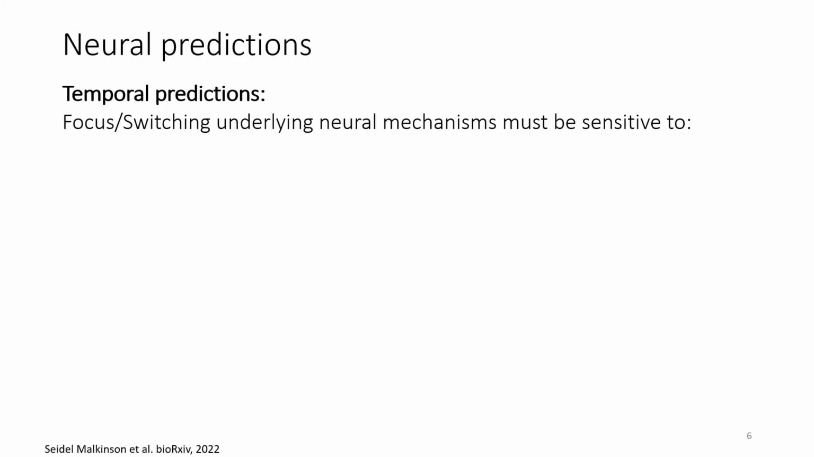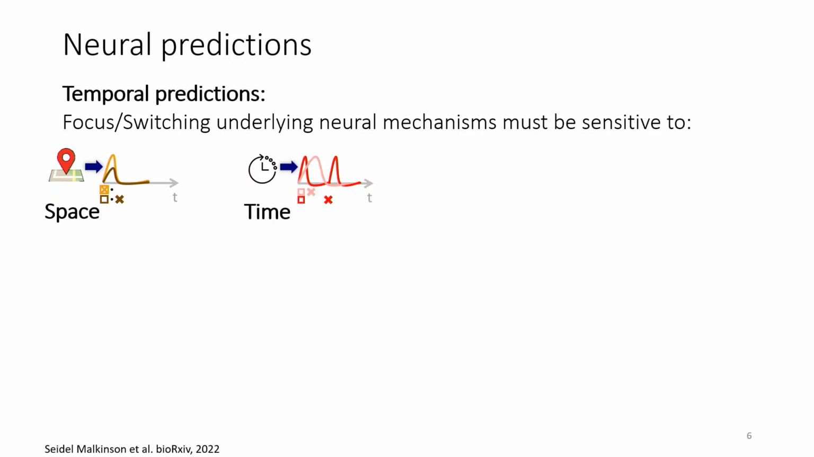We hypothesized that the neural mechanism underlying these focus and switching states must be sensitive to several factors. First of all, to the space. If, for example, the cue and the target are close in space, we would expect a stronger response than when they are distant in space. It must also be sensitive to the time. For example, generating an integrated response when cue and target are close in time, but segregated responses when they are distant in time. It must also be sensitive to the task itself.